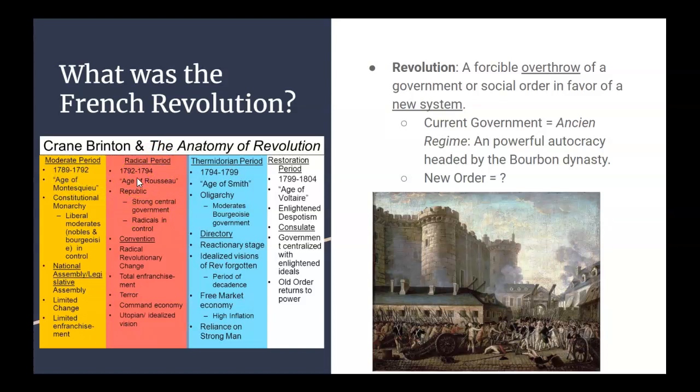So know that radical period, or 2 equals radical period, so that's the second period of a revolution. This is where crazy change tends to happen very quickly. There tends to be a lot of terror and chaos in the radical period.